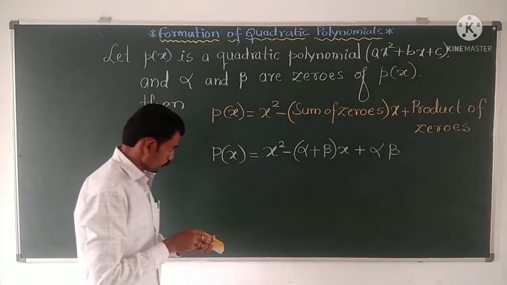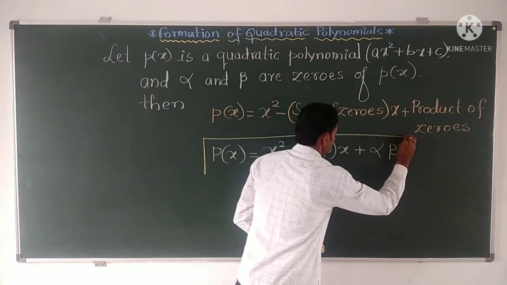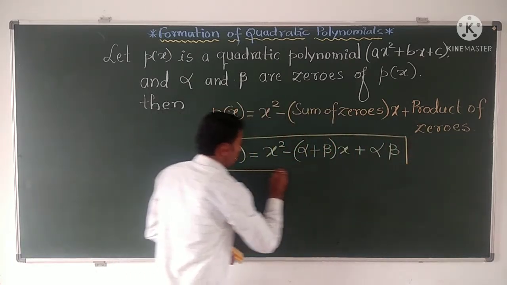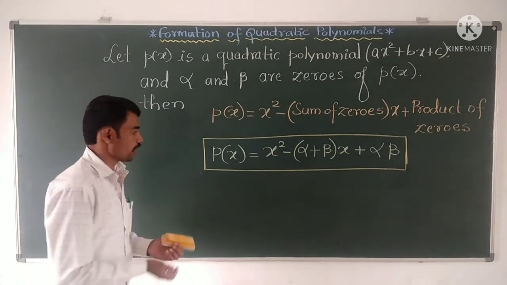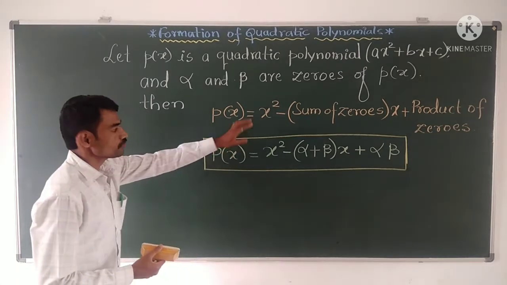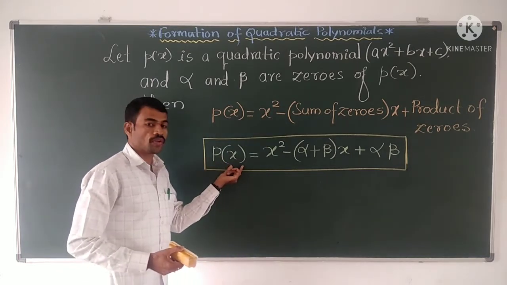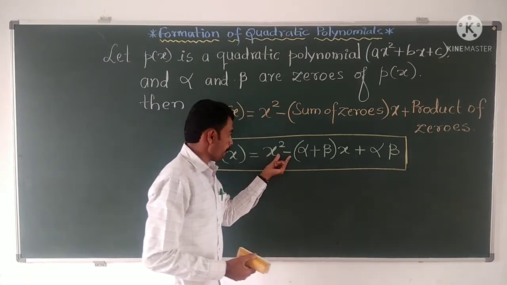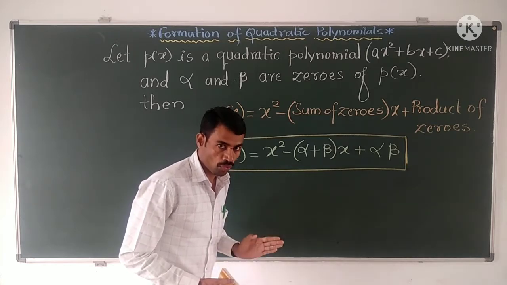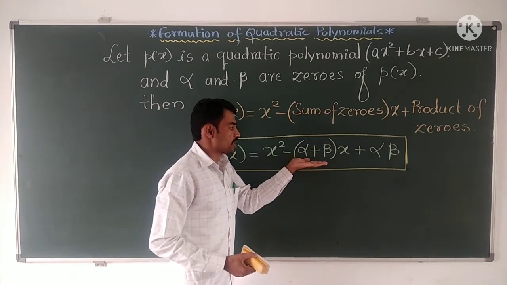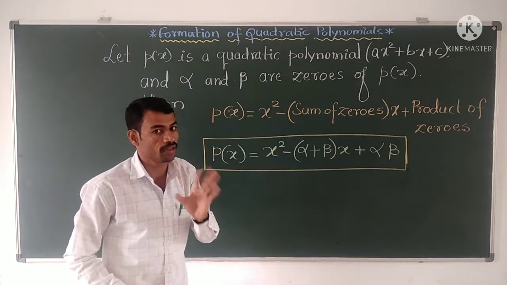So if we use this formula for the formation of a quadratic polynomial, then we can easily find it. How to find the quadratic polynomial when alpha and beta are given? P of x is equal to x square minus, this is the one general formula we have to use when the sum and product of zeros of quadratic polynomials are given.